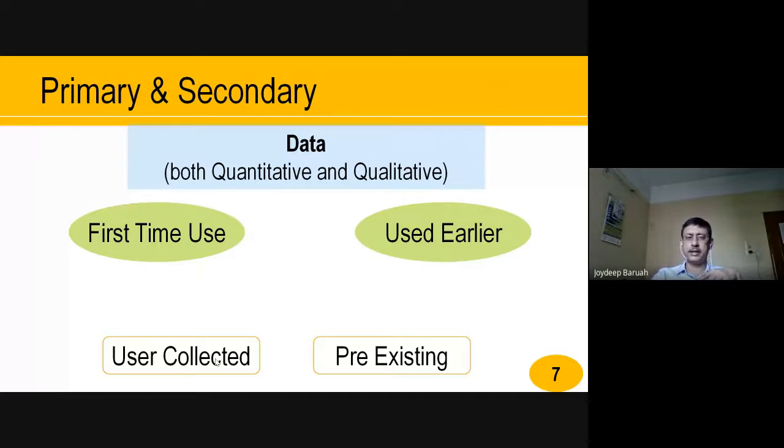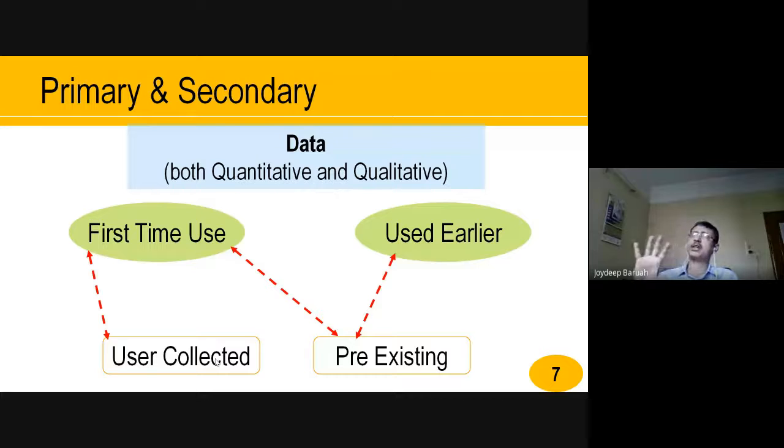If you are collecting, then obviously you are looking at it for the first time, but sometimes pre-existing data are also used for the first time. It is secondary data, but at the level of use, it is actually first-time use. And then pre-existing data that is already there and already used earlier, which you are taking for your purpose.